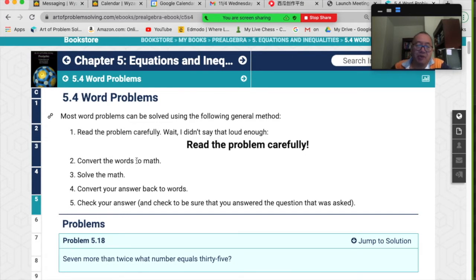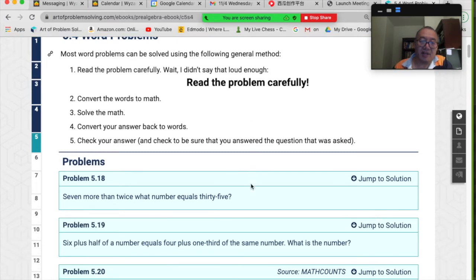Usually you need to set up an equation. Then third, solve that equation. Number 4, convert your answer back to words. Then number 5, check your answer and check to be sure that you answer the question that was asked. Okay, this is also very important. A lot of times the students give an answer that is not what the problem exactly asks you to do. You need to answer the question the problem exactly asked.